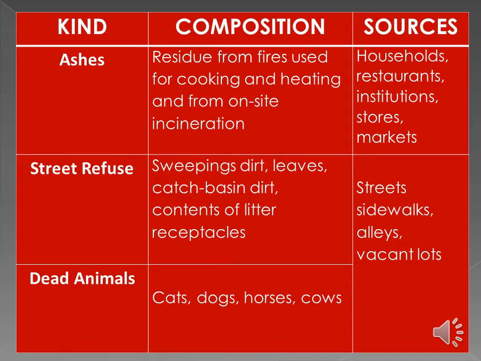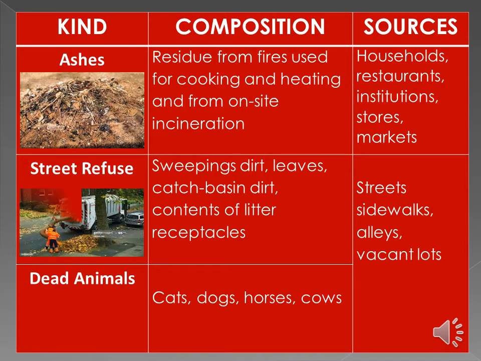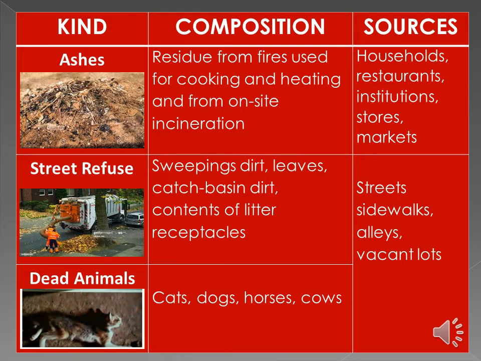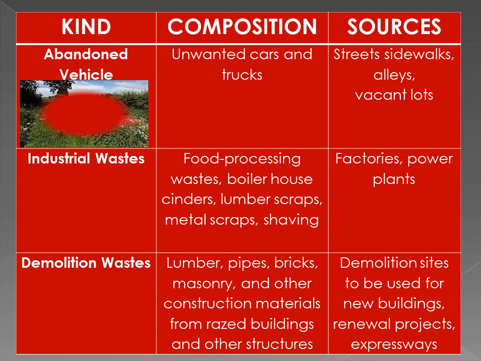Ashes are residues from fires used for cooking and heating and from on-site incineration. The sources are households, restaurants, institutions, stores, and markets. Street refuse are sweepings, dirt, leaves, catch basin dirt, contents of litter receptacles. The sources are from street sidewalks, from alleys, and vacant lots. Dead animals are dead cats, dogs, horses, cows, and other animals, which can be found in the street sidewalks, alleys, and vacant lots. Abandoned vehicles are those unwanted cars and trucks that can be found on street sidewalks, alleys, vacant lots.